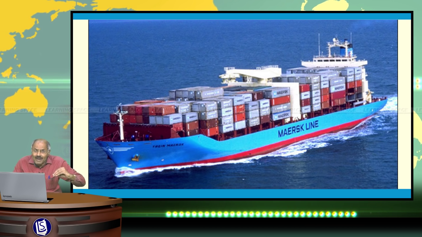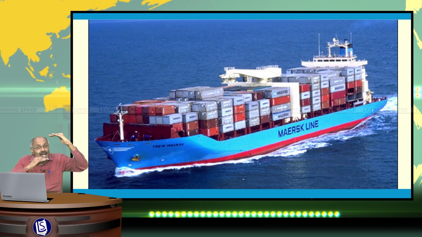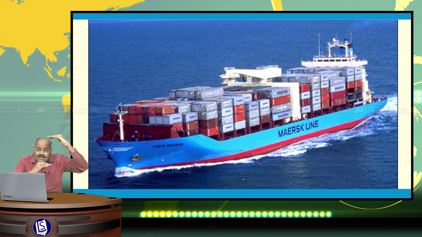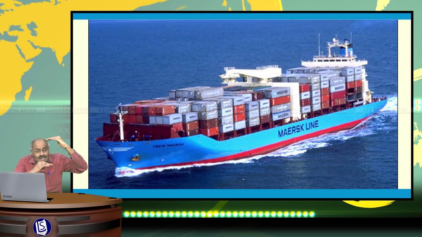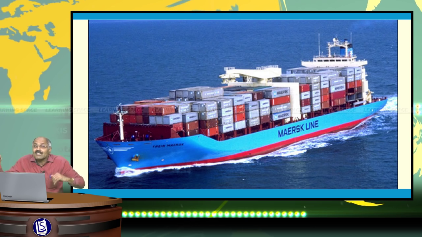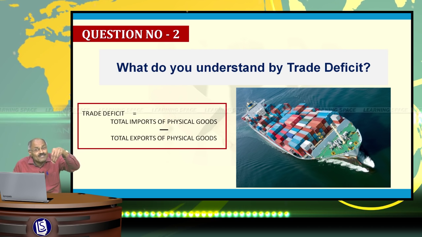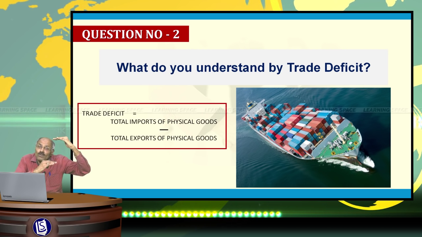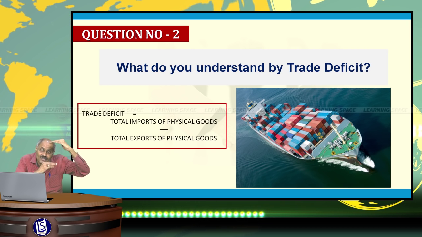So, trade deficit pertains to the difference between imports and exports for a country, that is for mercantile goods or physical goods you can say. It should not include services. Right? So, trade deficit is the difference between imports and exports of mercantile goods for a particular country.